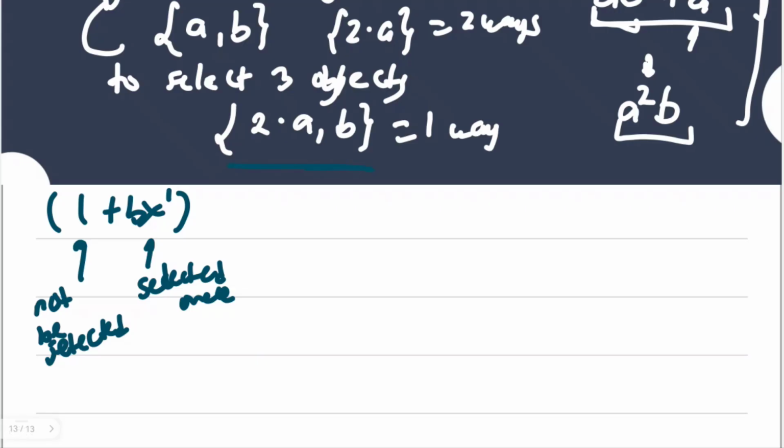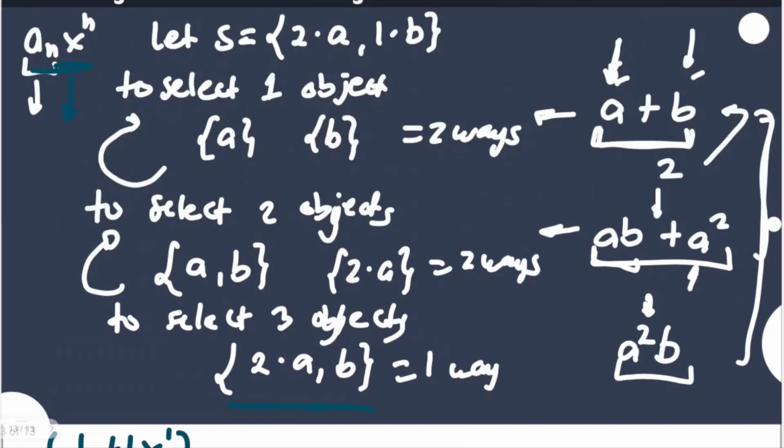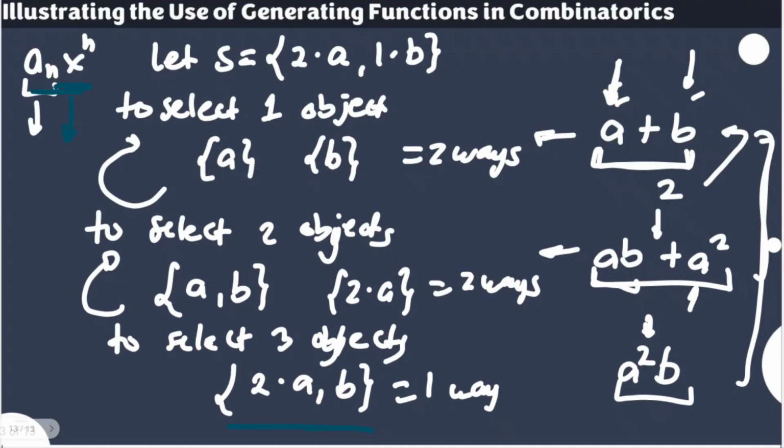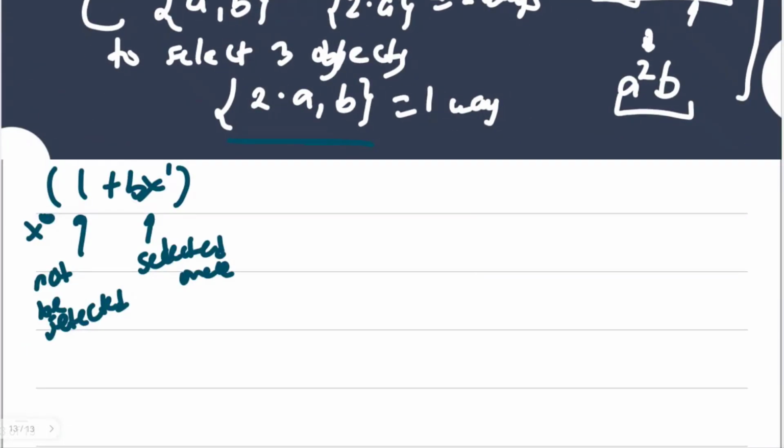What does this mean? Because 1 is actually x to the power of 0. If we're going to return here, when we talk about x to the power of n, it is actually selecting n objects. And a sub n is, again, as mentioned, the coefficient, the number of ways of selecting n objects. So here, since 0 objects, B may not be selected, so that's a possibility for B. And B may also be selected once because there's only one B there.